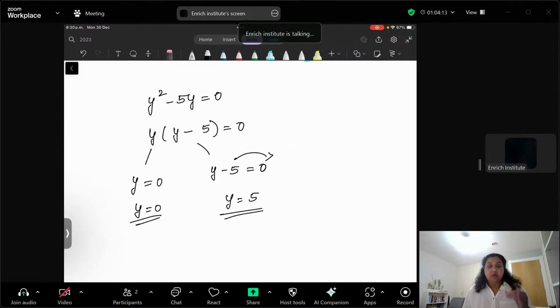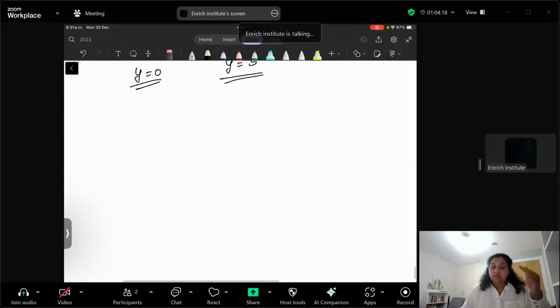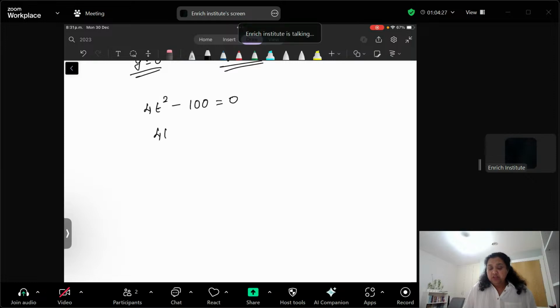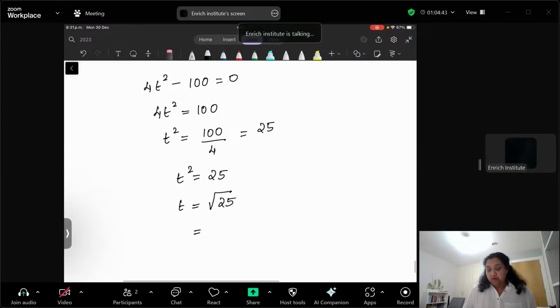Okay. Solving a quadratic is very, very important, because you will get a lot of questions out of this, where in the final answer, you have to solve a quadratic. Okay. So 4t square minus 100 is equal to 0. So here 4t square is equal to 100. Then t square is equal to 100 over 4. That is equal to 25. So t square is equal to 25. And then t is equal to square root of 25. And now this is where you have to remember, whenever you take a square root, it should be plus or minus 5.